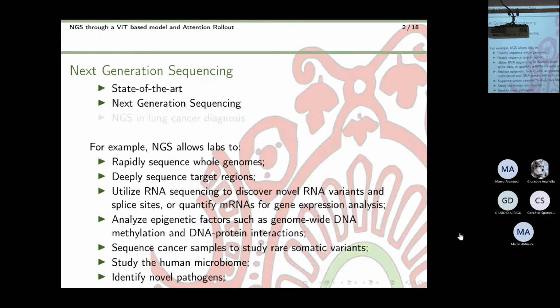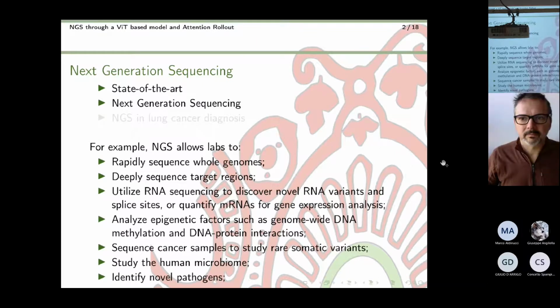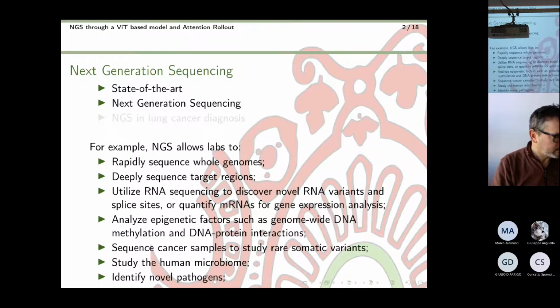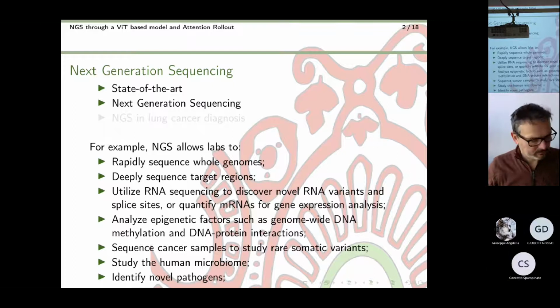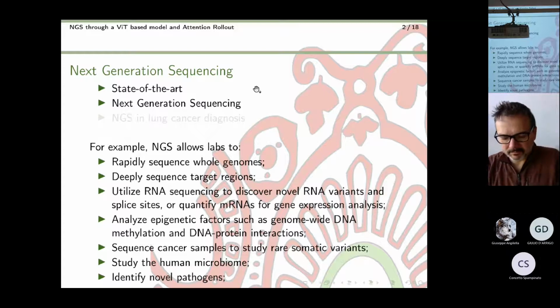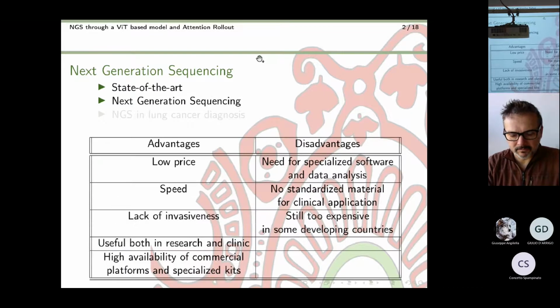Those are a series of tasks that can be performed through NGS, such as sequencing whole genomes or scoring novel RNA variants and splice sites, as well as studying the human microbiome or identifying novel pathogens. This table summarizes a series of both advantages and disadvantages.